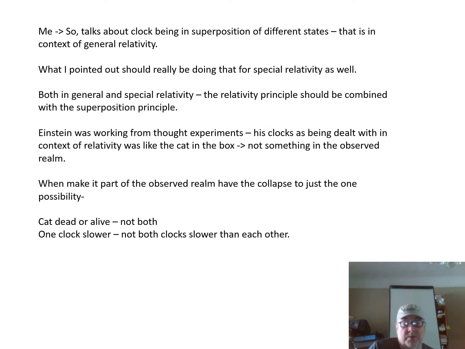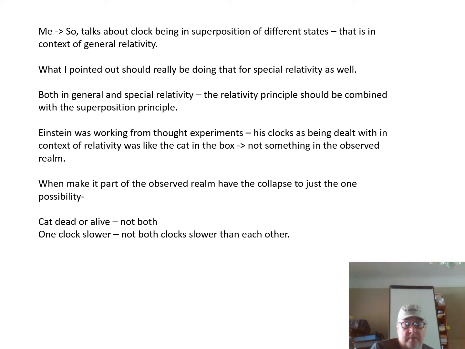So the article talks about clocks being a superposition of different states, that is in the context of general relativity. What I pointed out is that we should really be doing that for special relativity as well. So both in general and special relativity, the relativity principle should be combined with the superposition principle. Einstein was working from thought experiments. His clocks are being dealt with in the context of relativity, where it's just like the cat in the box, not something in the observed realm.